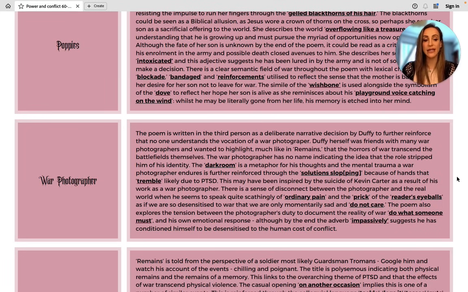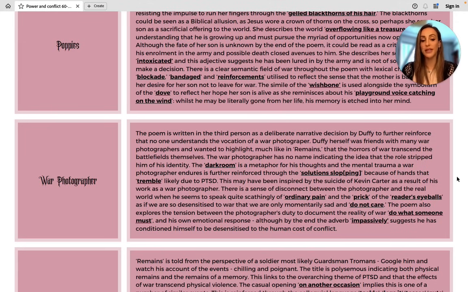There is a sense of disconnect between the photographer and the real world when he seems to speak quite scathingly, that's very critical, of "ordinary pain" and "the prick of the reader's eyeballs", as if they are so desensitized to war that we are only momentarily sad and do not care.